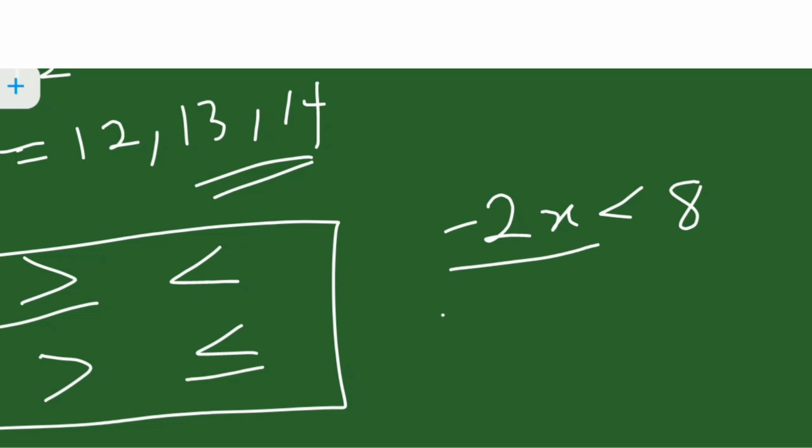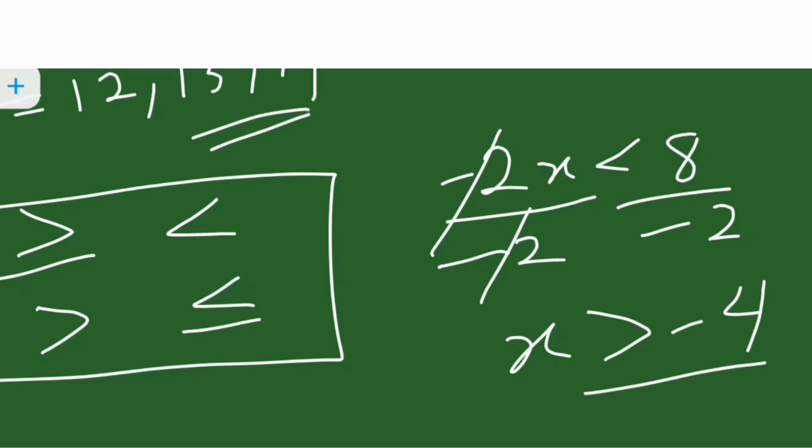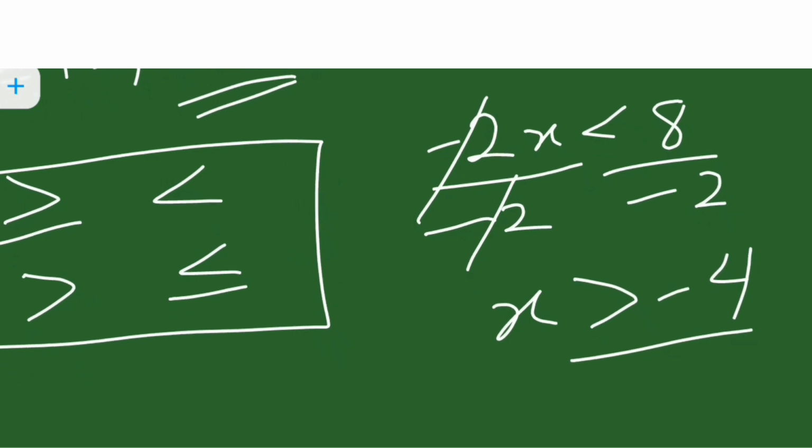So when you do something like this, the inequality sign must change, it must reverse to the other side. So at this side, this one will cancel out, you have x, but you should not write it like this again, you should reverse it because you are dividing by a negative number. So if you divide this, you just get minus 4. So the answer will be x greater than minus 4.